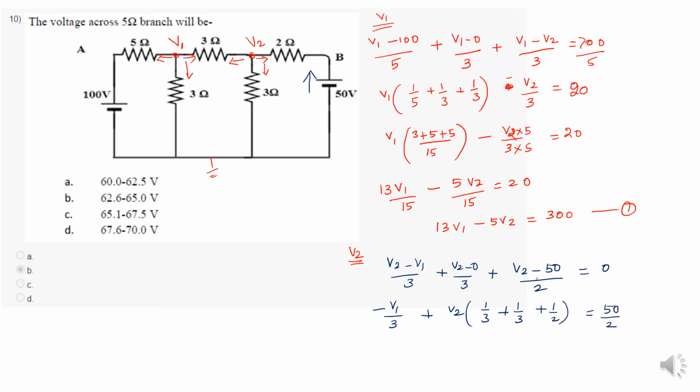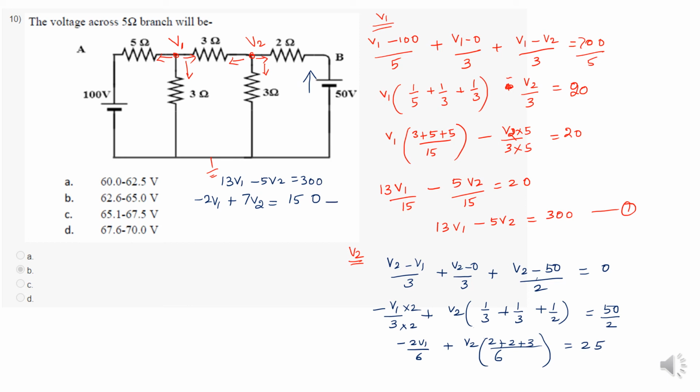Okay, then you have to take the LCM. So LCM is 6. So you have to convert this also into 6. So minus 2V1 by 6 plus V2 of 6, 2 plus 2 plus 3. Okay, here 25. What is the next one? That is minus 2V1 plus 7V2. Here you have to multiply 6 with 25, that is 150. Okay, two equations we got. One is 13V1 minus 5V2 equal to 300, and second equation is 150.